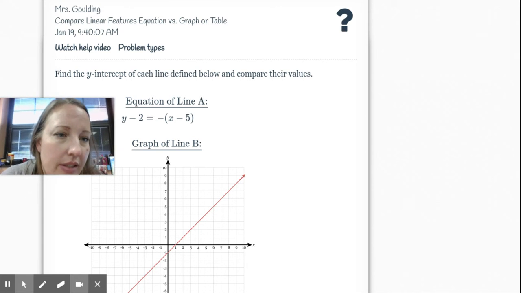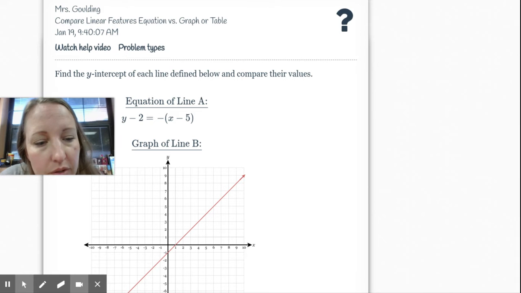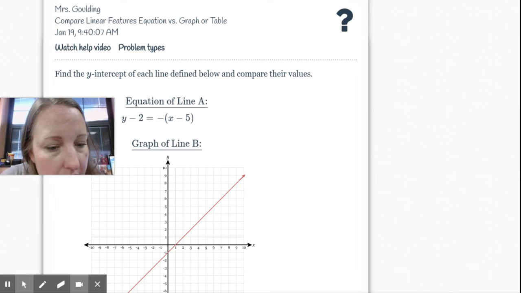And the x value was 5. If it was plus 5, it would have been a -5. If it was y plus 2, it would have been a -2. Okay, so those are the points. We know that the m is -1.